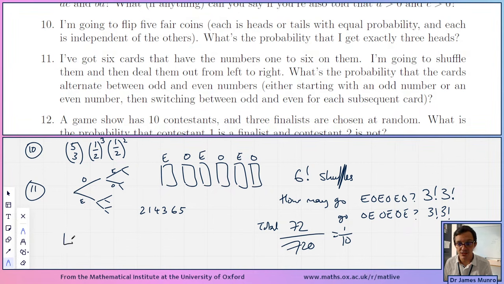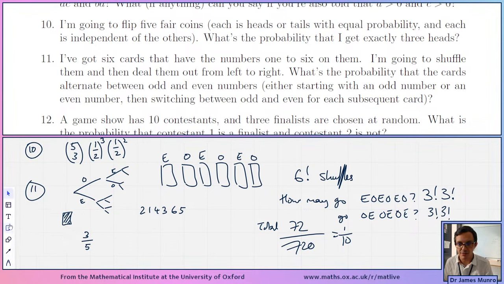And then for the second card, it's going to be the opposite sort of parity, or the opposite sort of evenness or oddness to the first card. There are three cards that are like that left. We've just seen this one. Three cards that are like that. So there are 3 out of 5 probability that we pick one of them now to be the other sort.